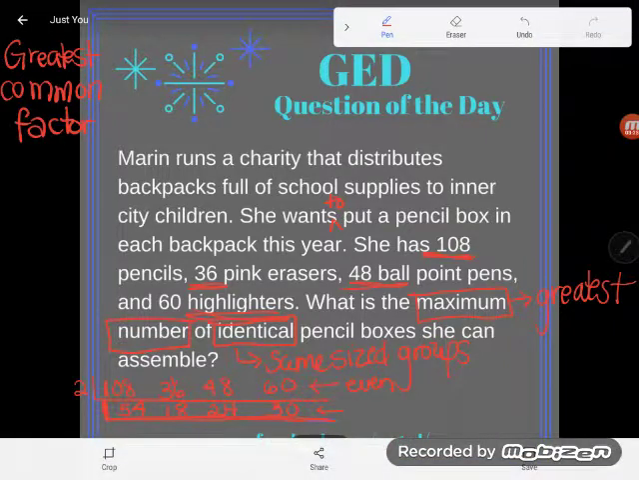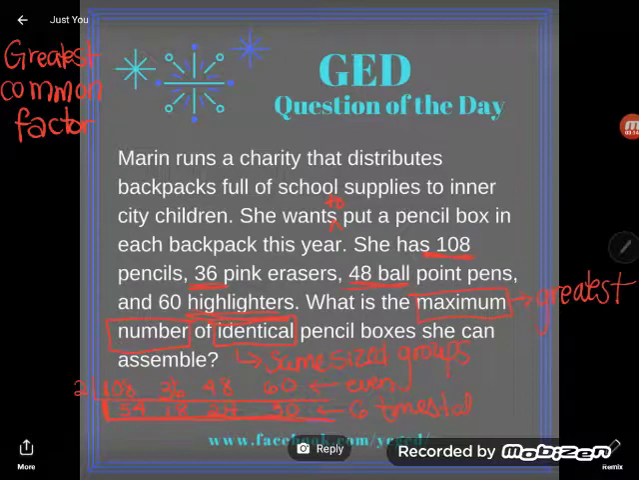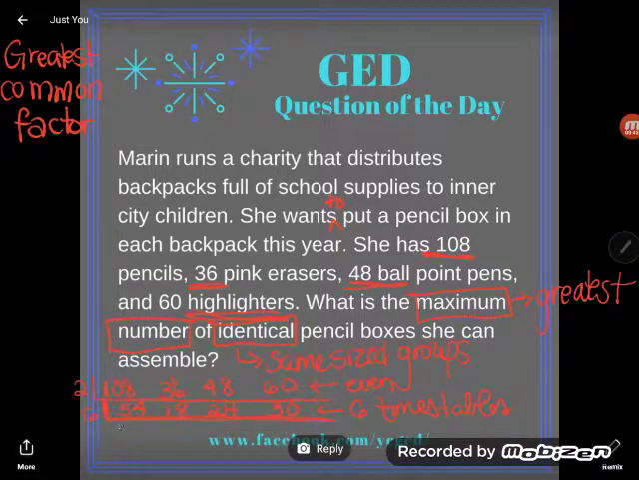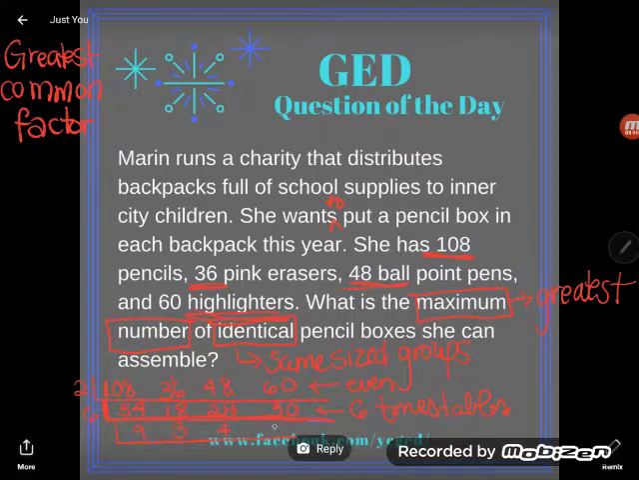You should still be asking yourself, is there anything these numbers have in common? Now one thing I noticed is that all these numbers are on the 6 times tables because I know my 6 times tables. What if you don't know your 6 times tables? Well, then you can still keep pulling out one factor at a time, like pulling out another 2. But I know my 6 times tables, so I'll pull out a 6. So 54 divided by 6 is 9. And 18 divided by 6 is 3. 24 divided by 6 is 4. And 30 divided by 6 is 5.